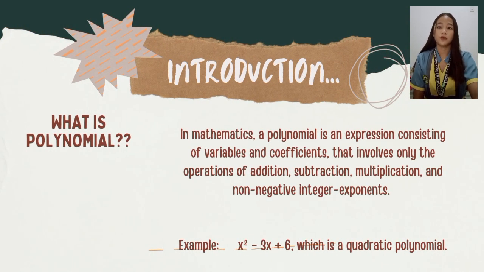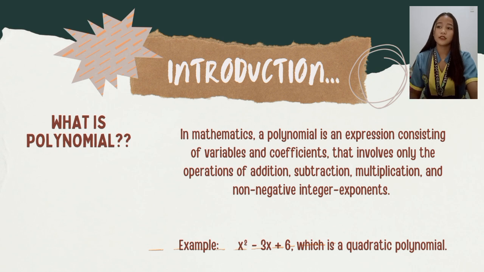What is a polynomial? In mathematics, a polynomial is an expression consisting of variables and coefficients that involves only the operations of addition, subtraction, multiplication, and non-negative integer exponents. For example, x squared minus 3x plus 6, which is a quadratic polynomial. So, when we say polynomial, this can have constants, variables, and exponents, but never division by a variable.